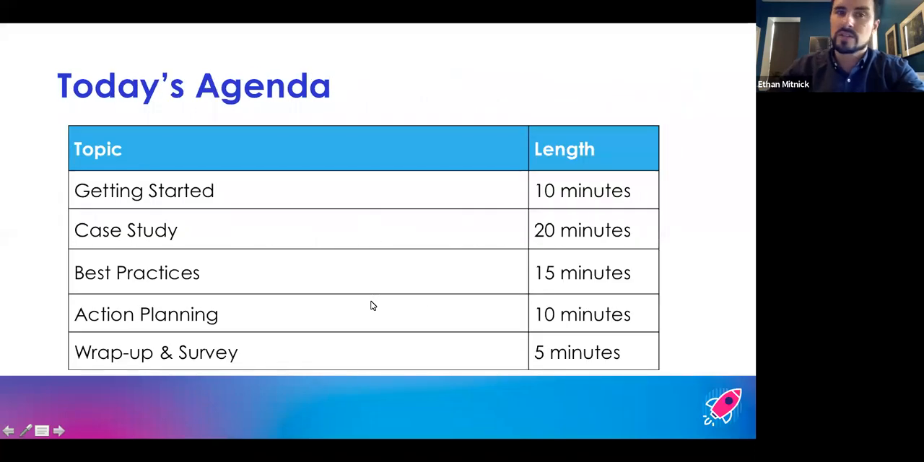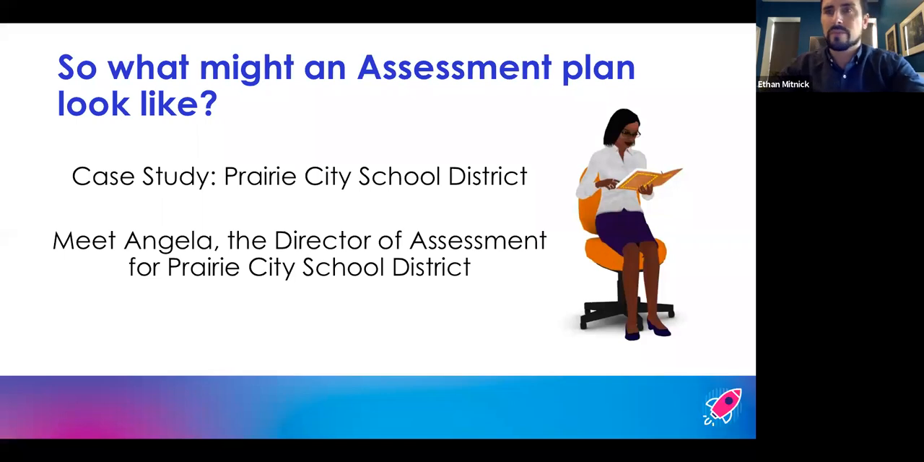So now we're going to get a chance to look at a case study of a hypothetical school system that has made a plan for assessment over the summer and is just beginning implementation during the school year. And remember, this is just one example of what an assessment plan might look like. You're certainly going to be making plans for your unique system based on the needs of your students and your educators. So our case study, again, is a hypothetical district called Prairie City. And our director of assessment named Angela has made a plan over the summer with her colleagues to make sure there's a strategic plan of gathering data and information about students' academic progress.